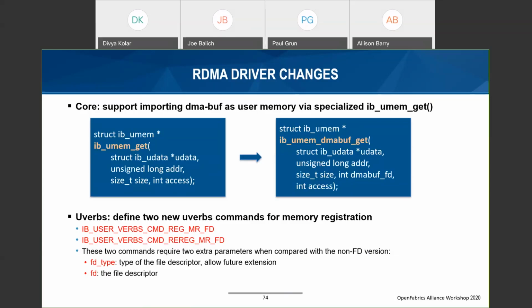For the user space verbs, we need to define two new commands to register the memory that is associated with a file descriptor. So one command for the regular registration, the other for the re-registration. Also, these two commands have two additional parameters to pass the file descriptor down. Next slide.